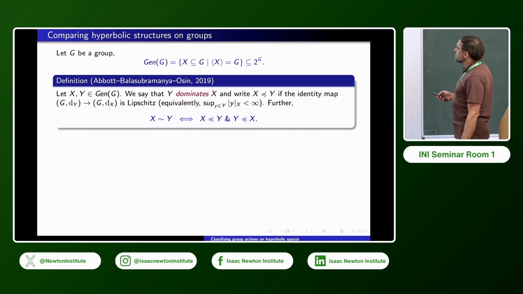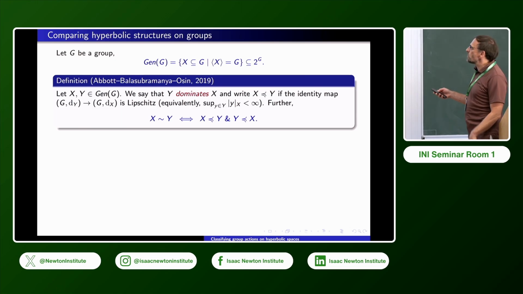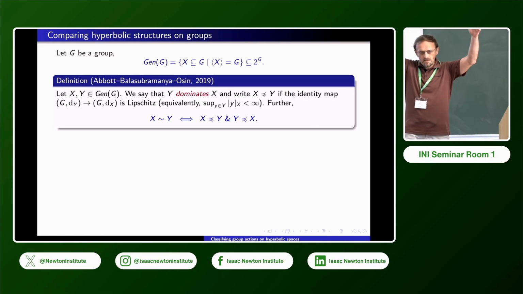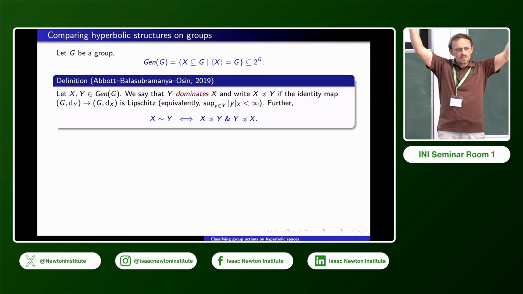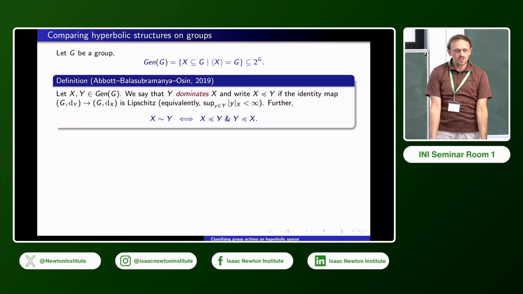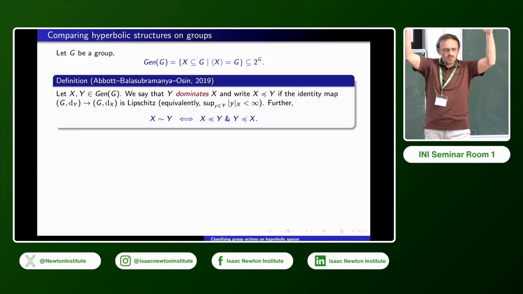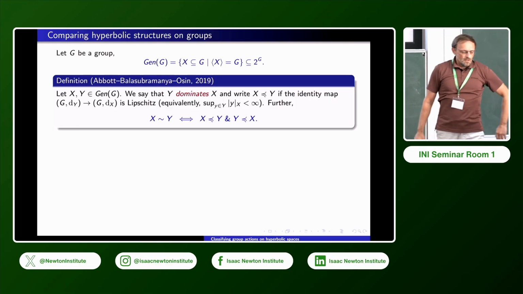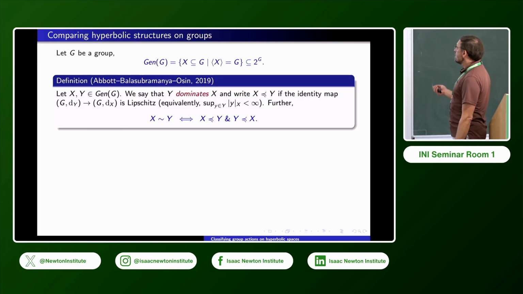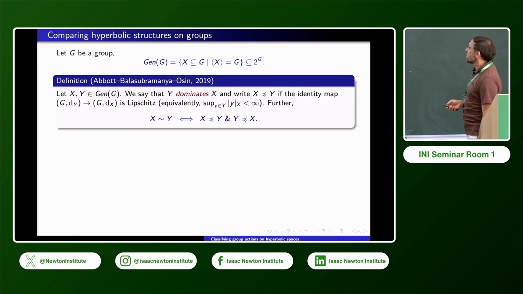Okay, so now the formal definition is this. We say that the generating set Y dominates X if the identity map between the corresponding metric spaces, or if you want, you can think of this as the map between Cayley graphs, which is defined on vertices, not necessarily edges, is Lipschitz. So meaning that the Cayley graph with respect to Y is sort of larger than the Cayley graph with respect to X, and the Cayley graph with respect to X is obtained by contracting things, right? Okay. So, of course, we consider the equivalence relation induced by this quasi-order.